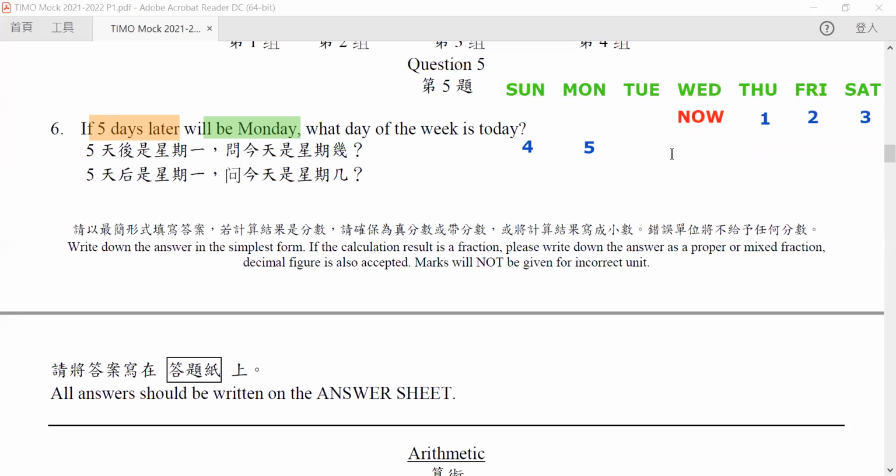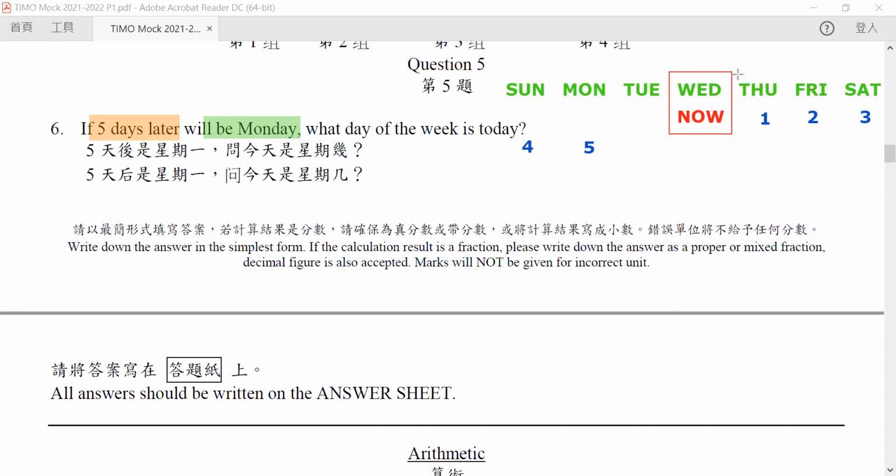So by simply counting the numbers, we already know the answer. The answer for this question will be Wednesday, right? So please do not disregard the power of simple counting. Sometimes, especially when the numbers are small, it is much easier for you to count them by hand. Okay. Now, this is the final question for logical thinking.